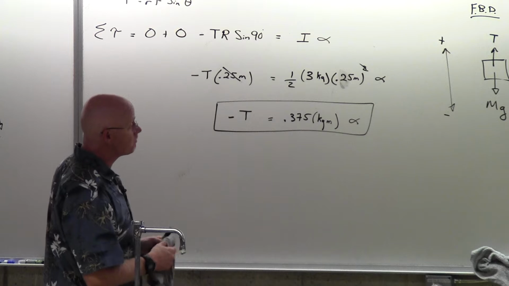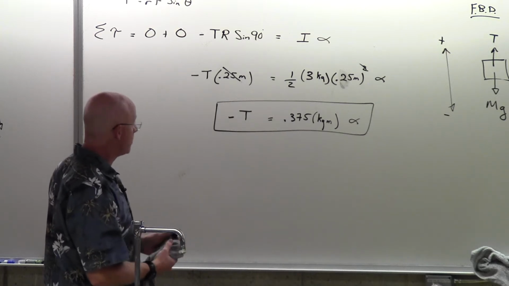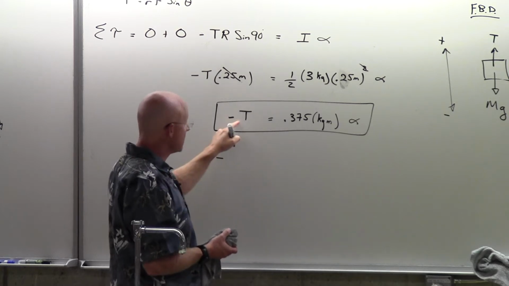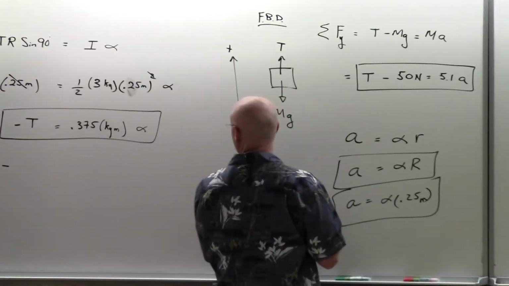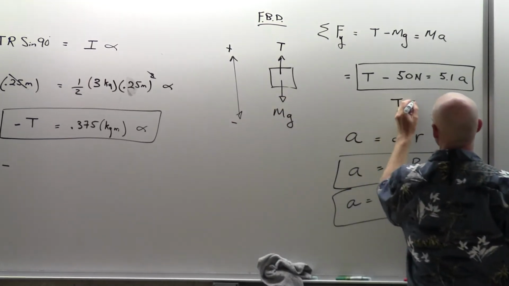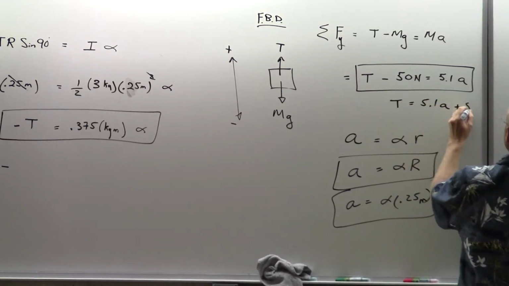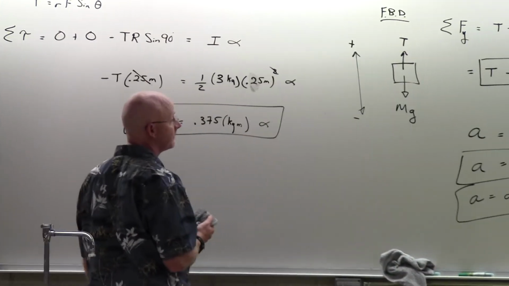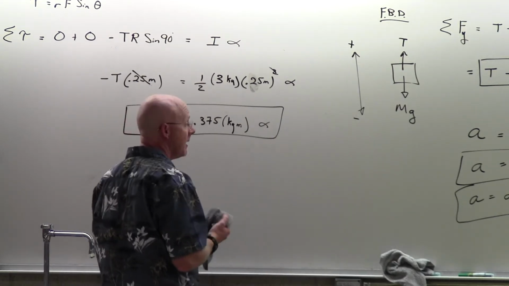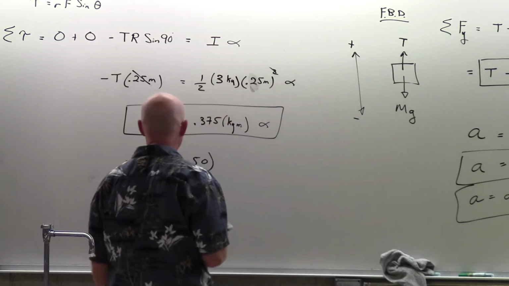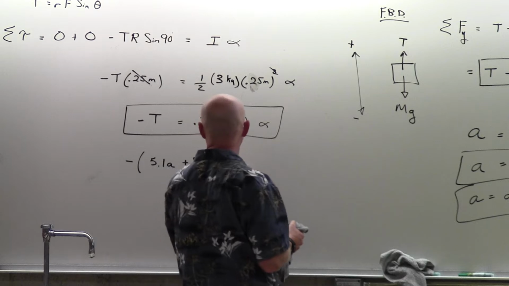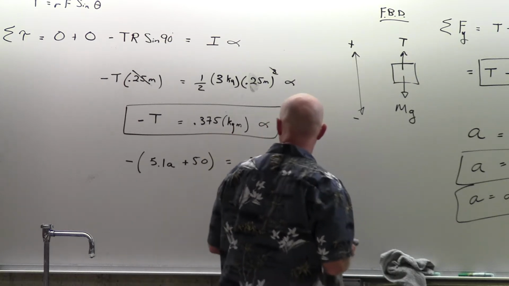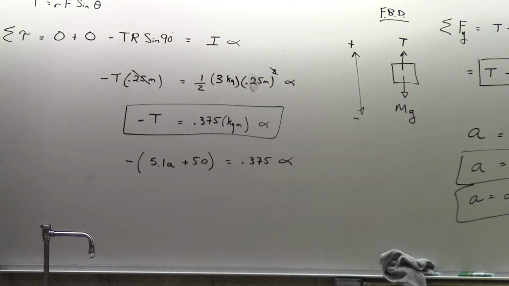And maybe the easiest one to do is to just do a direct substitution right here. This says minus the tension, and according to this, rewriting this, the tension would be 5.1A plus 50. And so this tension is 5.1A plus 50. And that would have to equal 0.375. I think I'll drop my units here and then put my alpha there.